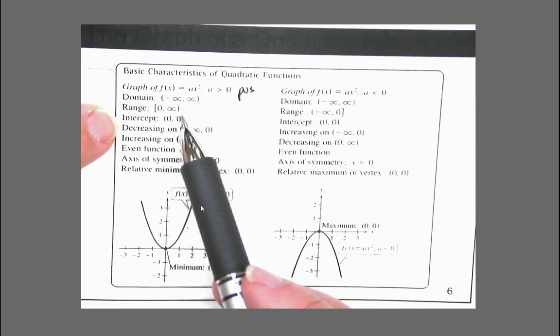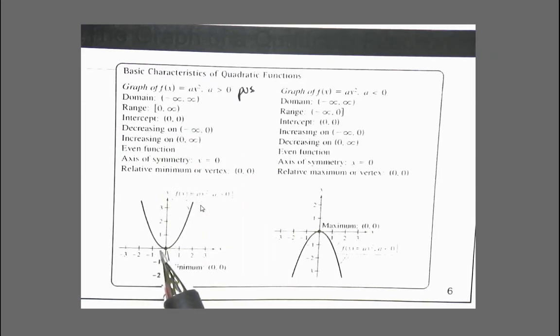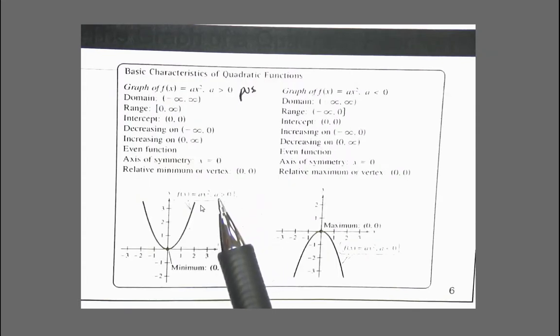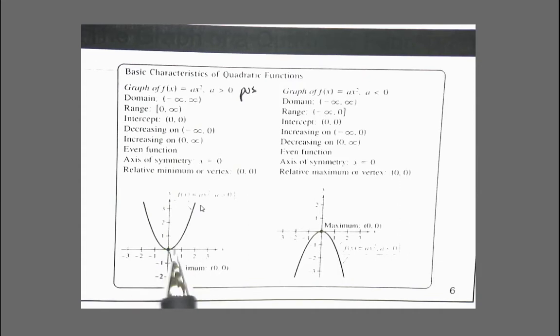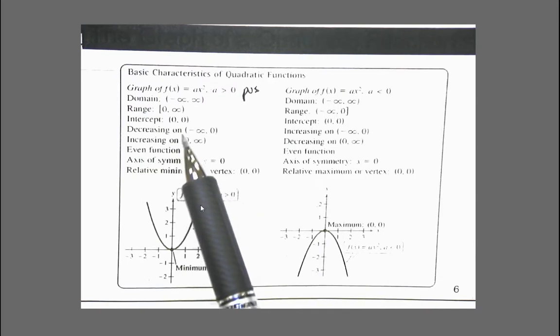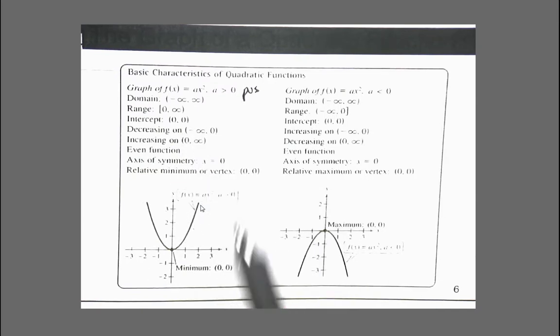What's the range? The range starts out and goes from 0, that's your outcome for when x equals 0, and then it just gets bigger. And again, it should make sense because when we square numbers, they're always going to be positive. So they're always going to end up here in the first and second quadrant. Then you have the x and y intercept at 0, 0.